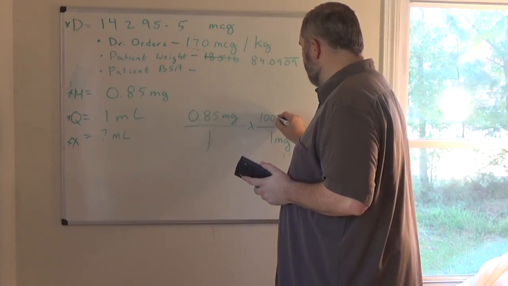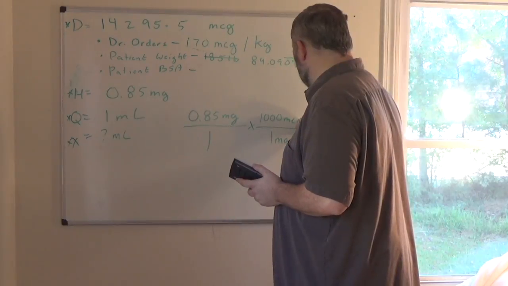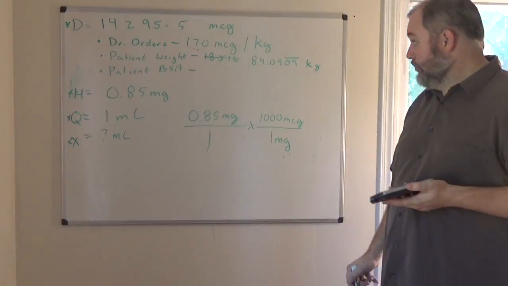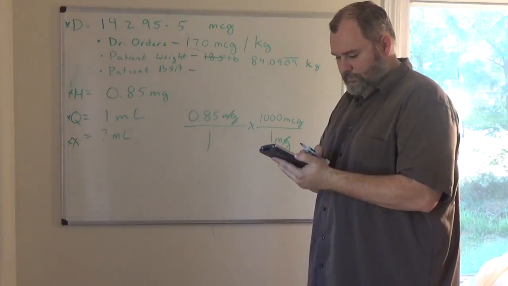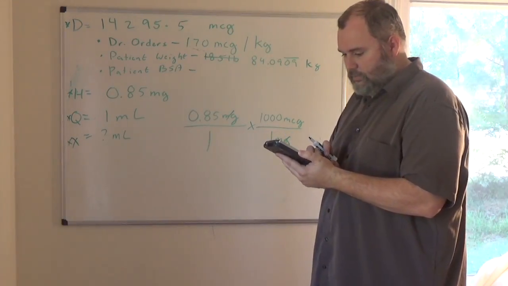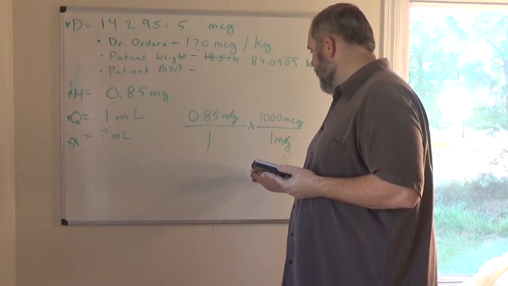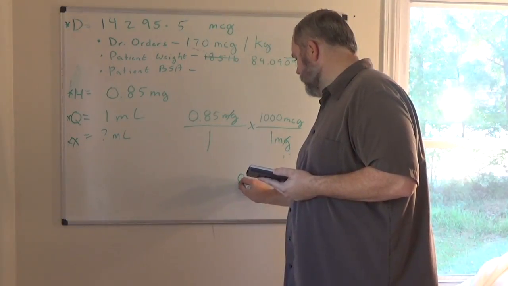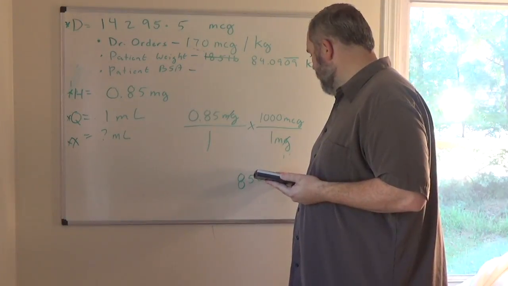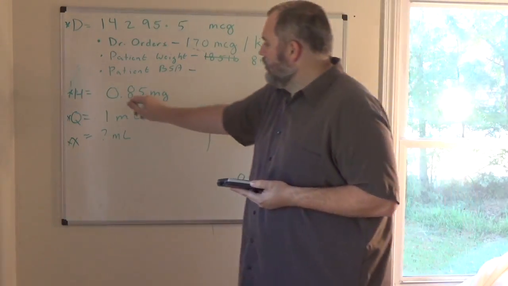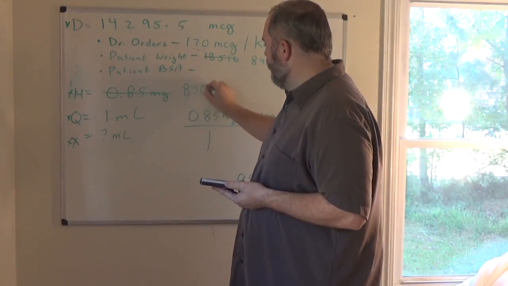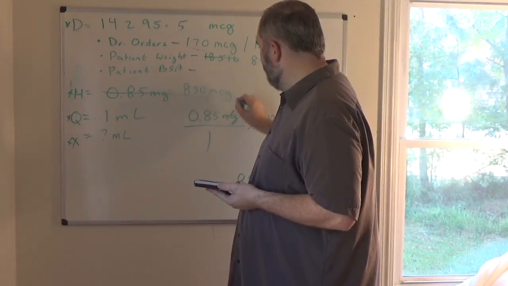Hopefully you found that 1 milligram is 1,000 micrograms. Work this out, 0.85 times 1,000 gives you 850. All right, and that's going to be micrograms. So I can cross that out and change that to 850 micrograms.